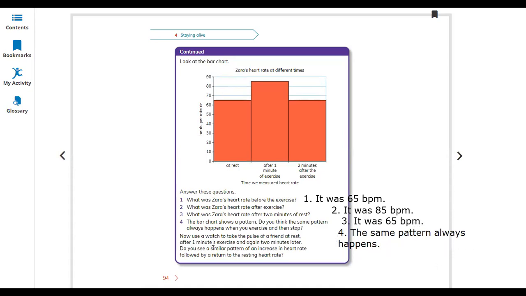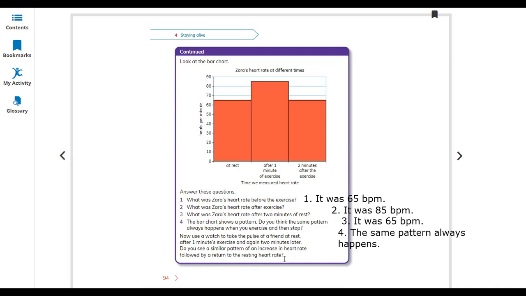Now use a watch to take the pulse of a friend at rest, after 1 minute's exercise, and again 2 minutes later. Do you see a similar pattern of an increase in heart rate followed by a return to the resting heart rate? Yeah, you can say mostly it's the same.